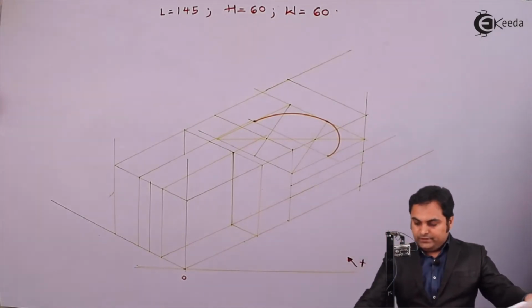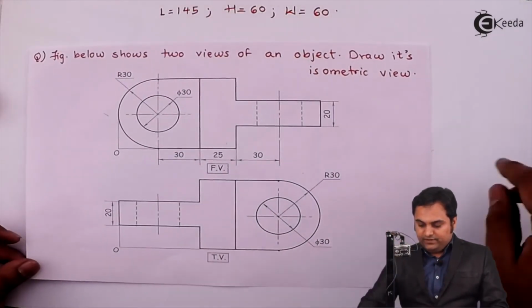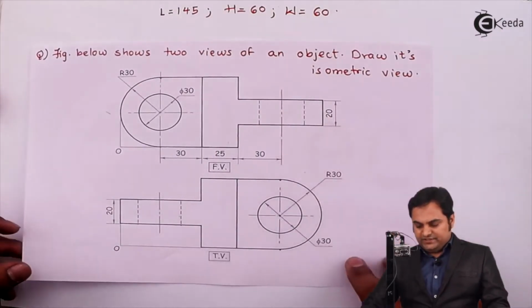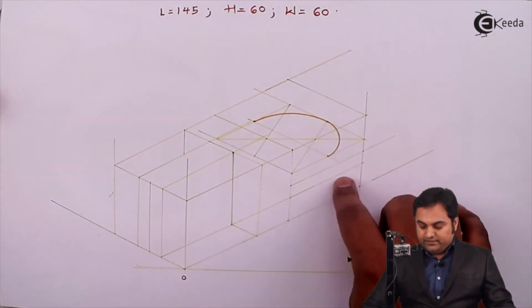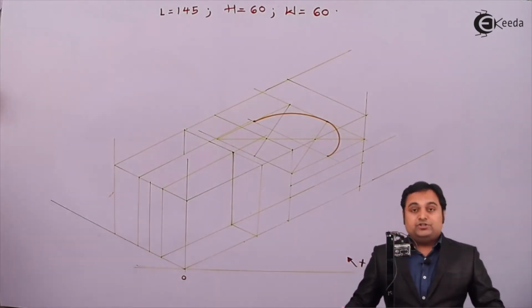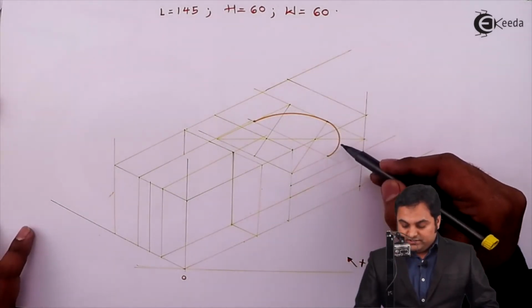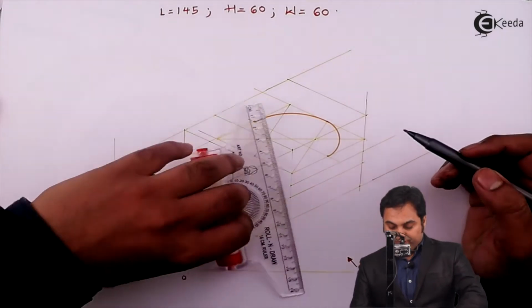Next, this semicircle is having height of 20. So another semicircle will be there at the bottom plane. I would be drawing that, and the procedure is, where this arc is cutting the longer diagonal, project that point first.